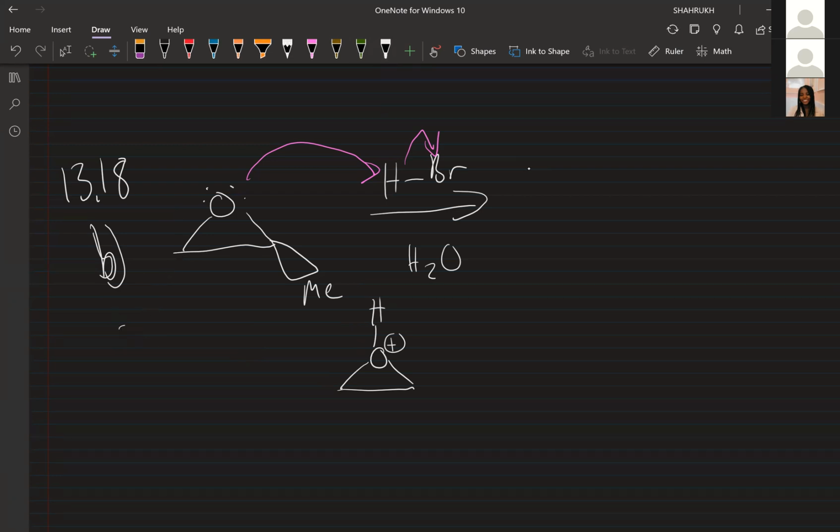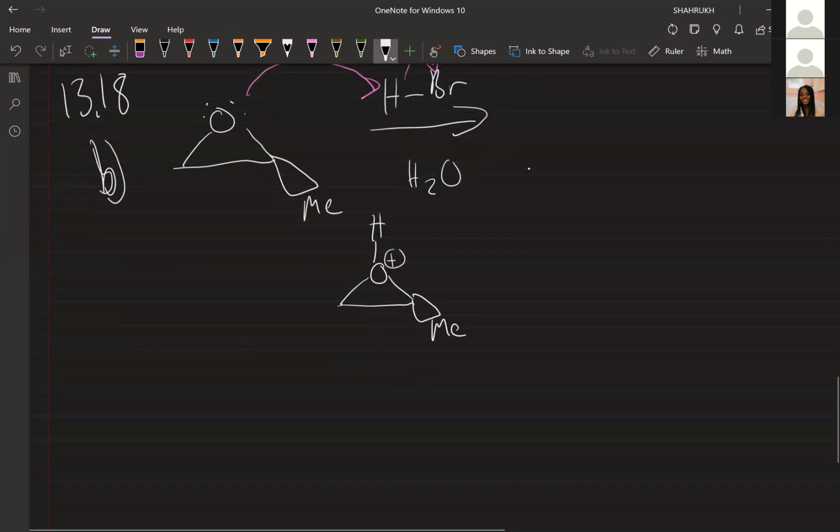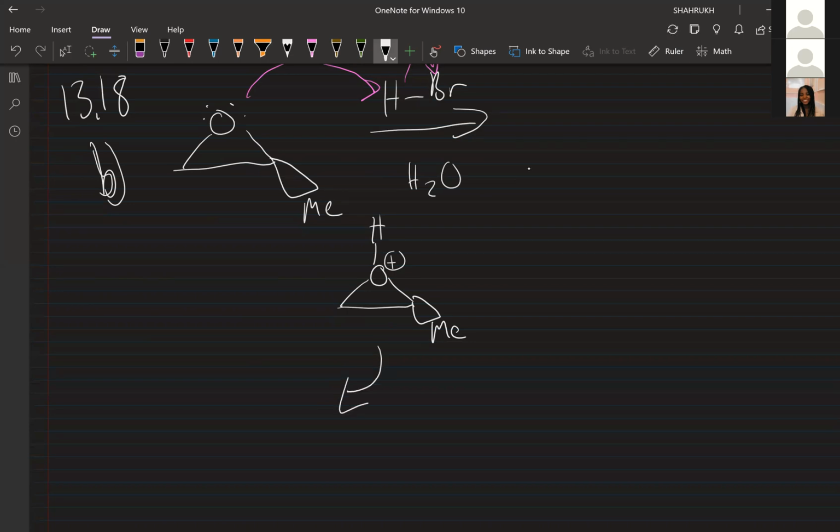Okay, so first step was protonation. We have now increased the strength of our electrophile, and now what's floating around here is Br minus. So let's go this way. Now this is where it's important whether it's going to be attacking on the left or attacking on the right. So let me ask you guys, which side do you think it will attack on?